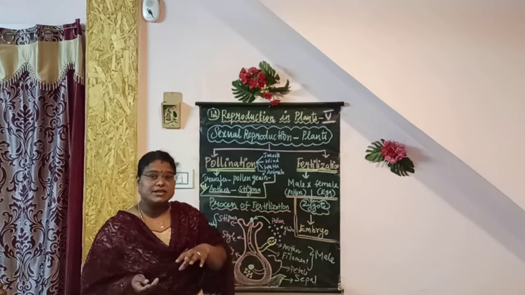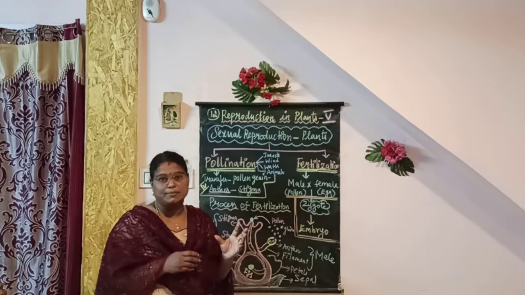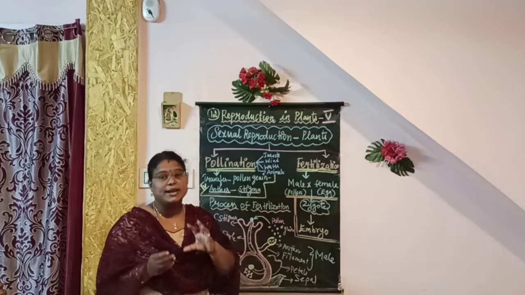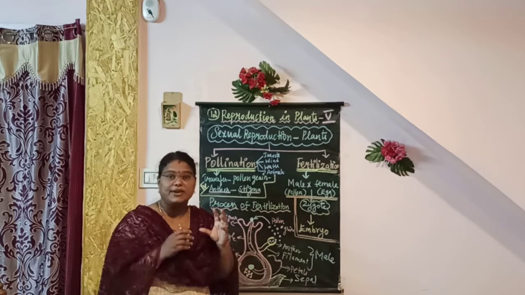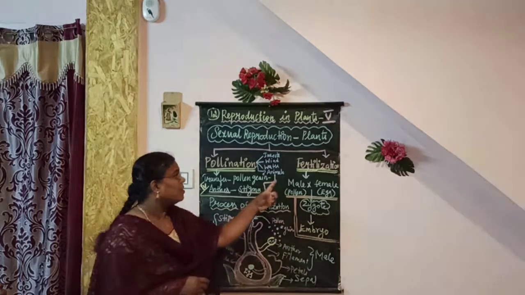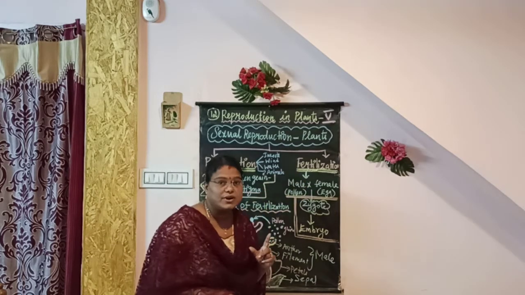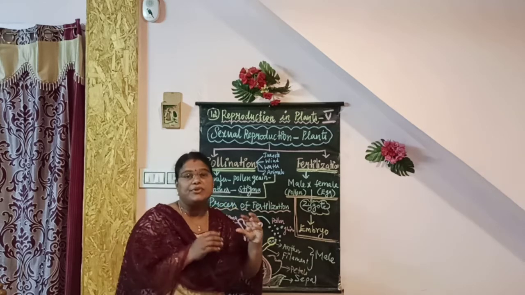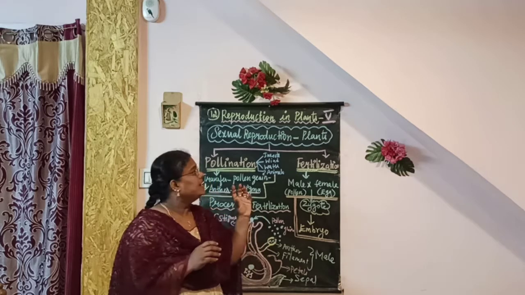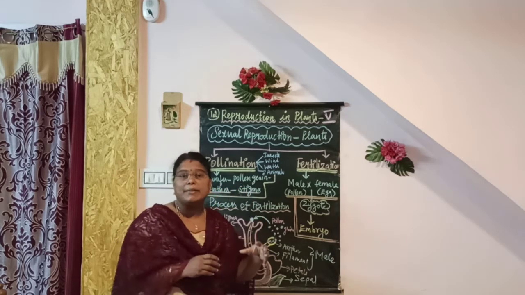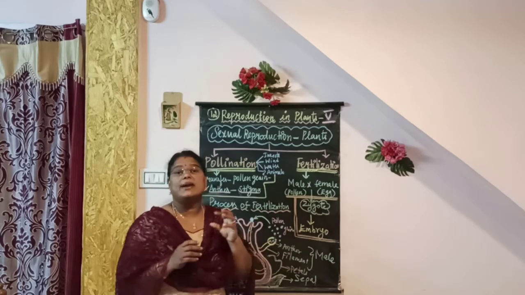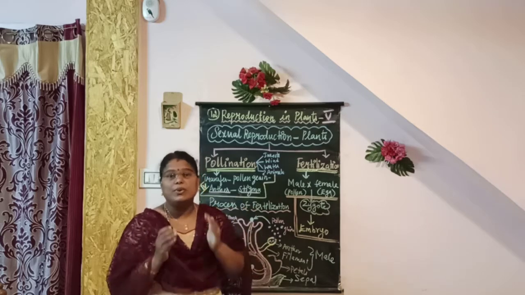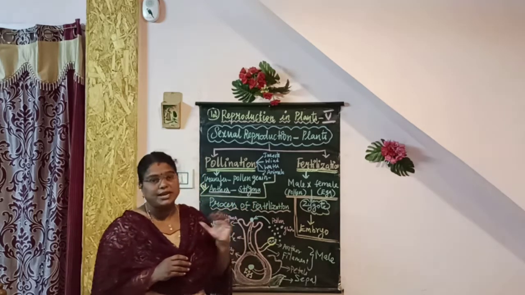After the transfer of pollen grains from anther to stigma, the pollen grain, the male gamete, fuses with the egg, the female gamete. This process is called fertilization. So what is called fertilization? The process of fusion of male gamete with female gamete is called fertilization. In case of plants, the male gamete is called pollen grain and the female gamete is called ovum. So the fusion of pollen grain with egg is called fertilization in plants.